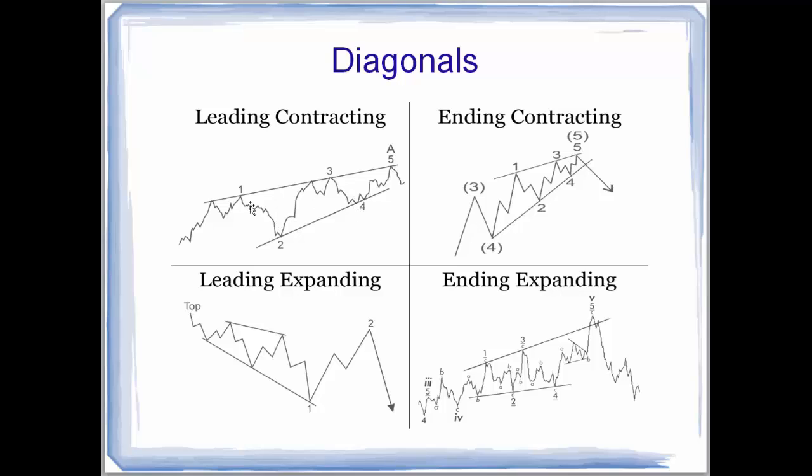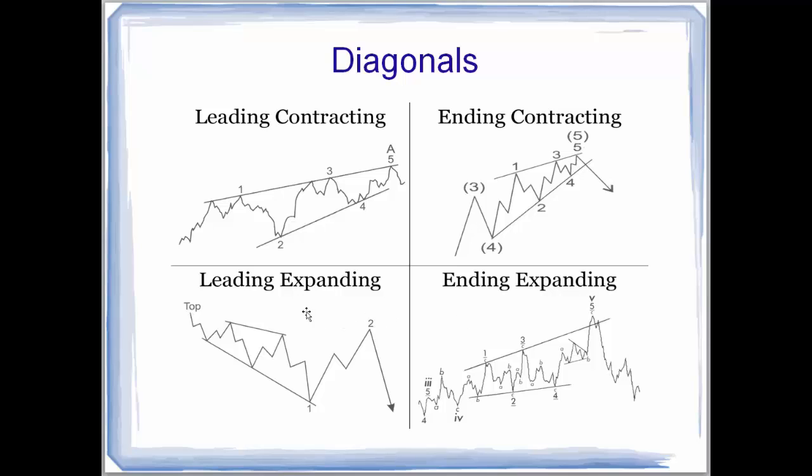But wave 4 does move into the price territory of wave 1. And in contracting diagonals, wave 3 must be shorter than wave 1 was. Wave 4 must be shorter than wave 2 was. And wave 5 must be shorter than wave 3. You can also have an ending contracting diagonal that is essentially the same structure as the leading contracting diagonal. It's a narrowing wedge. But it occurs either in a wave 5 position or a wave C position.